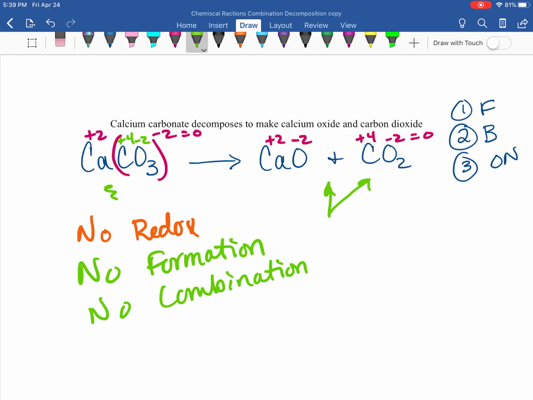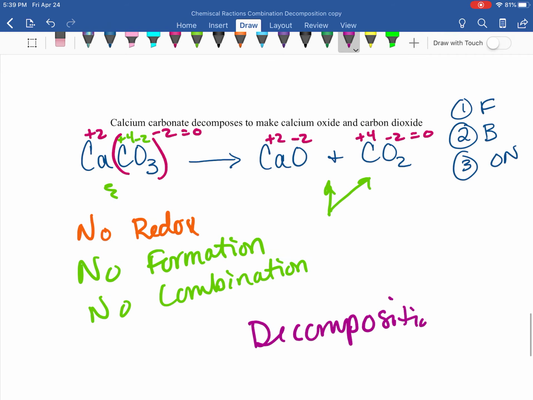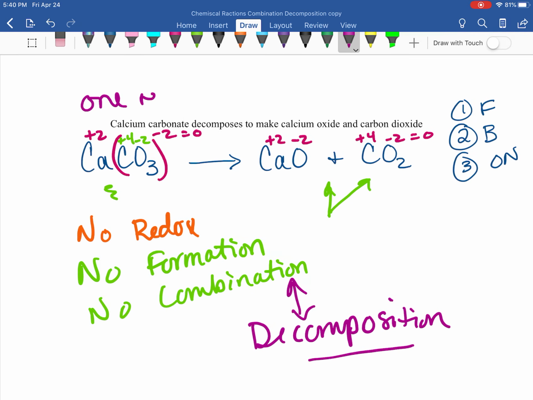In fact, you don't have elements on this side. Is this a combination reaction? No. You have more than one product. So what in the Sam heck is this? This is a decomposition. I like to group this with combination because they are the opposite of each other, and they often work in reverse of the other one. So you could also take calcium oxide and carbon dioxide and go backwards and make calcium carbonate. So they are often the reverse of each other.